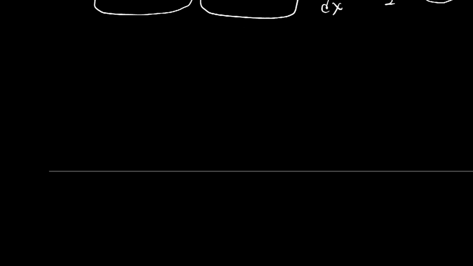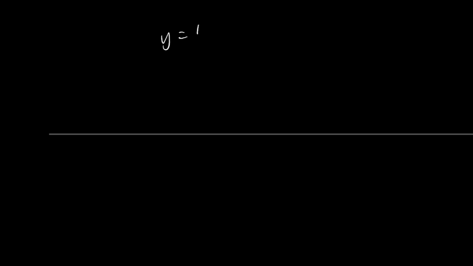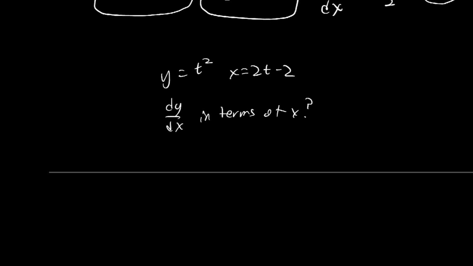So what if I took the same parametrics and asked you to find dy/dx in terms of x? Well, the first thing we would have to do here is get x's in this. So we need to have y equals a function of x. This is what we need to find. So all we're going to do is take the x parametric and solve for t. In this case, t is equal to (x plus 2) divided by 2.